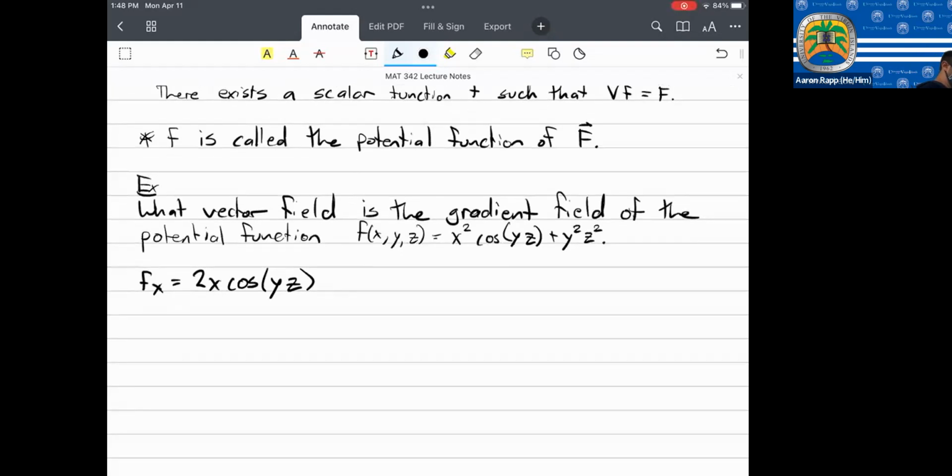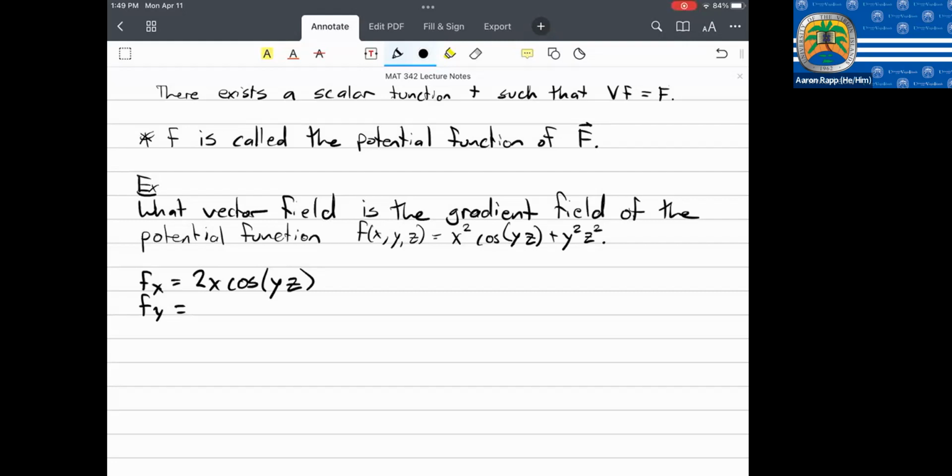What about my partial with respect to y? Well, if I'm taking the partial with respect to y, I take the derivative with respect to y while holding what constant? X and z. So I have an x squared times a cosine of yz, and then I'm going to be adding it to whatever the derivative is of y squared times z squared. That's split by an addition, so I get to split that in my head. I get to choose which part I want to do first.